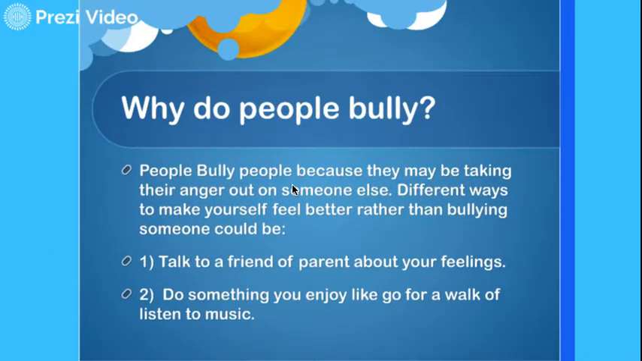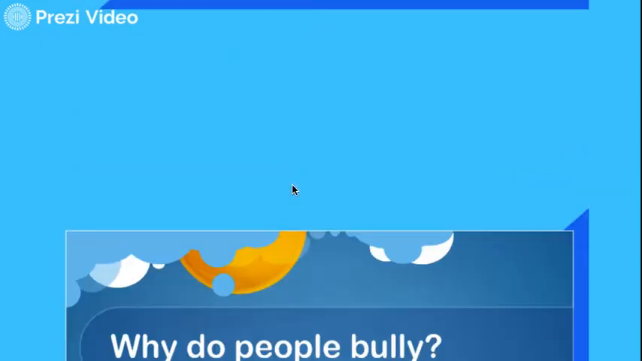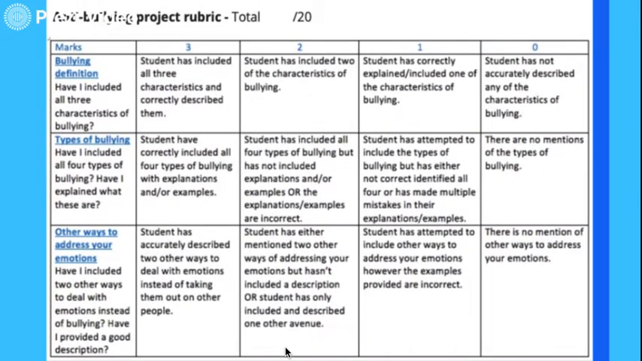So why do people bully? The success criteria here was I can identify and explain ways in which myself or someone can behave to make sure not to hurt anyone's feelings. I've given them a 2 out of 3 marks. They haven't gone into description in one of the areas. In number 2, they've given me go for a walk and listen to music, but in number 1, they haven't really given me any further examples. So I've given them a 2 out of 3 here.